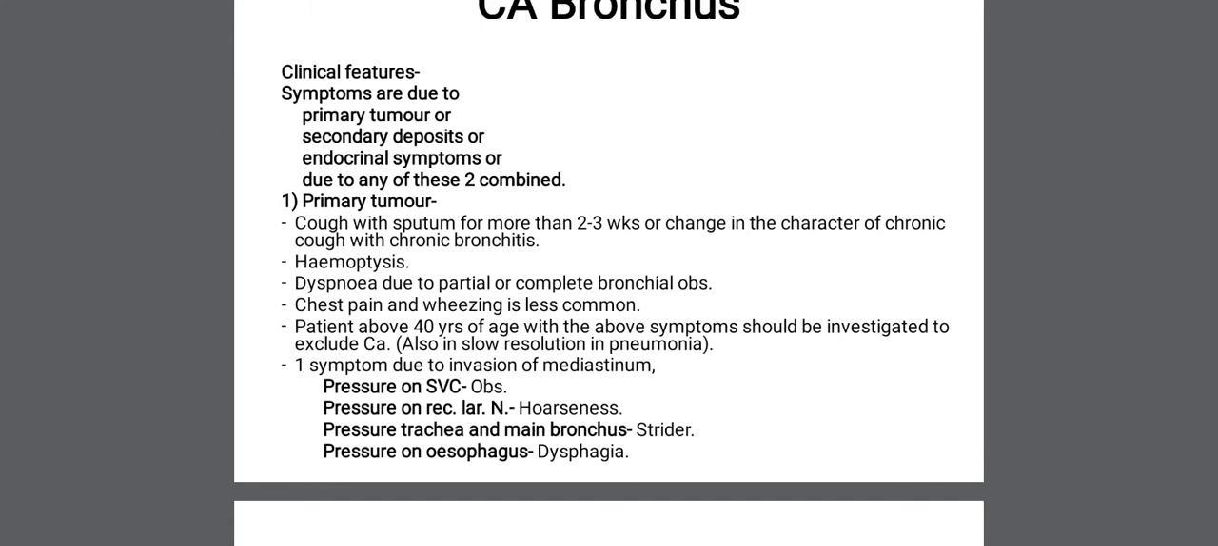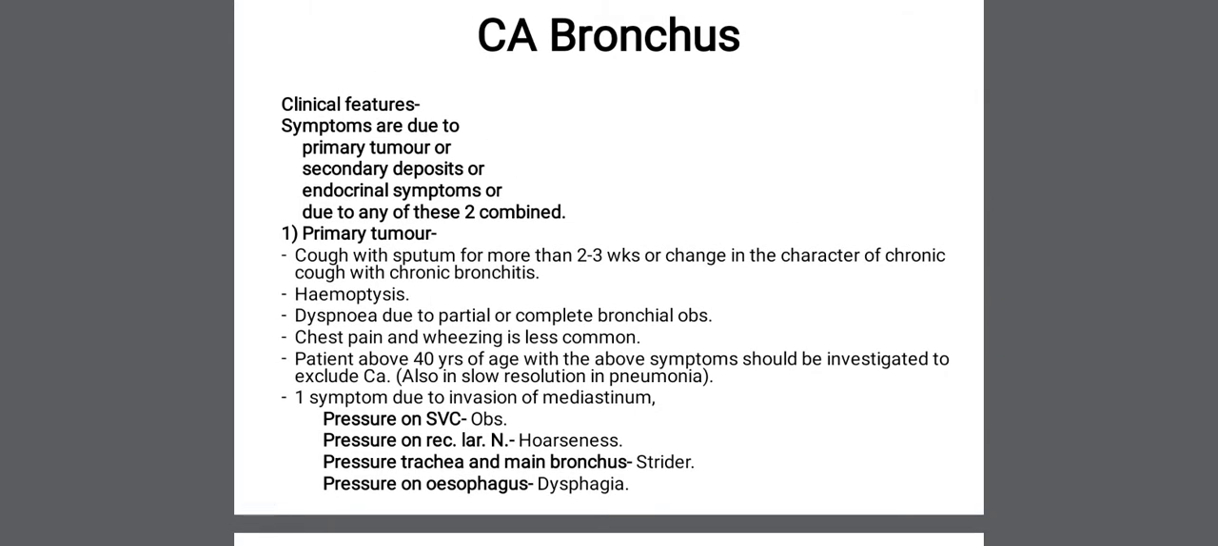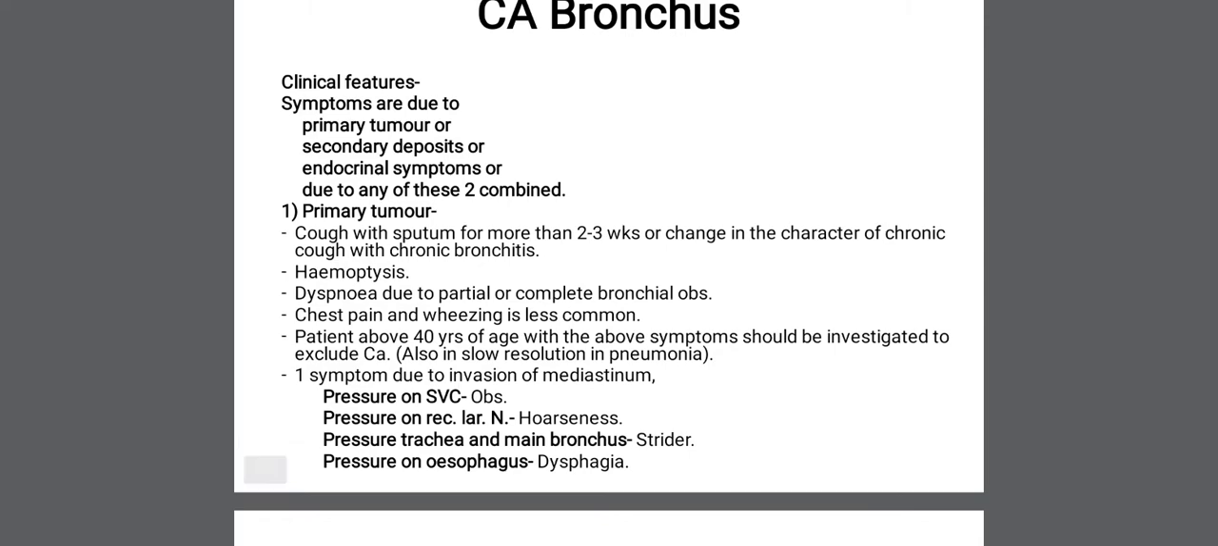So these are the three most common symptoms in primary tumor: cough with sputum for more than 2 to 3 weeks or a change in the character of chronic cough, hemoptysis, and dyspnea, which is due to partial or complete bronchial obstruction. These are the three common symptoms: cough, hemoptysis and dyspnea. Then a patient above 40 years of age with the above symptoms must be investigated to exclude carcinoma bronchus.